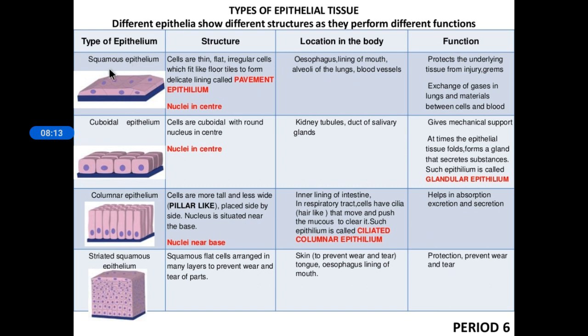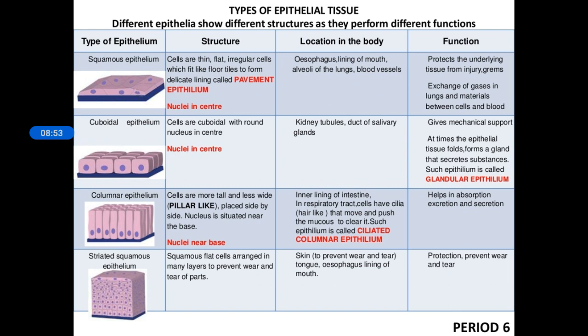So first we will discuss squamous epithelium, that is simple squamous epithelium. The cells are thin, flat and irregular, and it looks like our floor tiles, and forms a lining called the pavement epithelium. Where is it located? It is mainly seen in our esophagus, that is the food pipe, then the lining of our mouth, the alveoli of our lungs and blood vessels. And what are the functions?